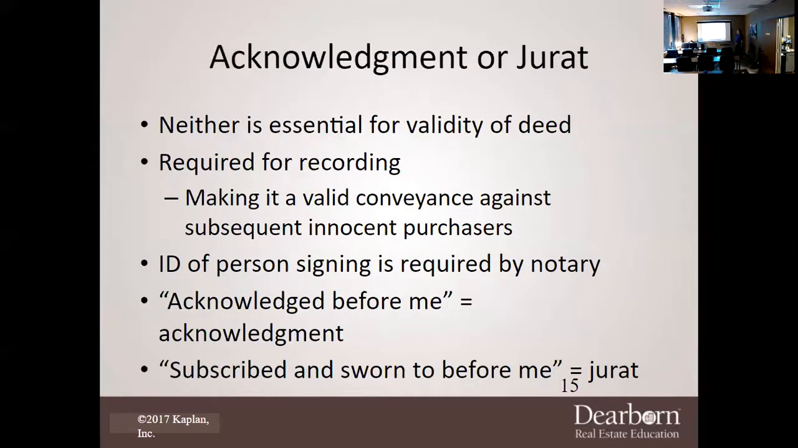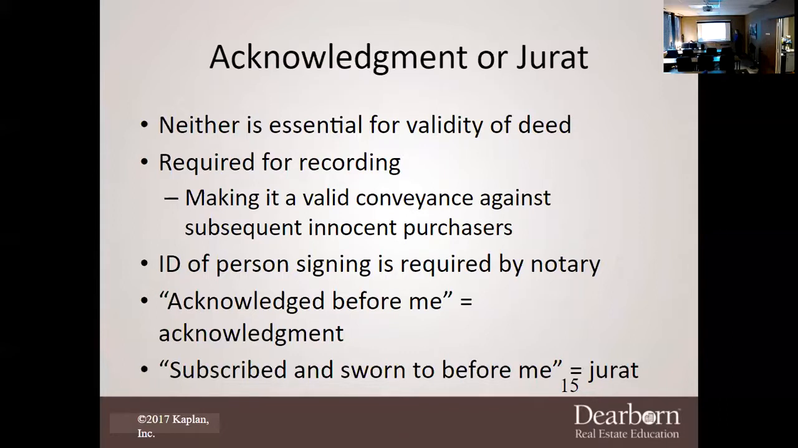So an acknowledgement and or a jurat. And this is basically, neither is essential for the validity of a deed. Okay. Neither is essential to make certain that the deed is valid. It is required, though, for the recording. So while you do not have to actually notarize it, if you want it to be recorded, it has to have an acknowledgement or a jurat. And it's making it a valid conveyance against subsequent innocent purchasers.